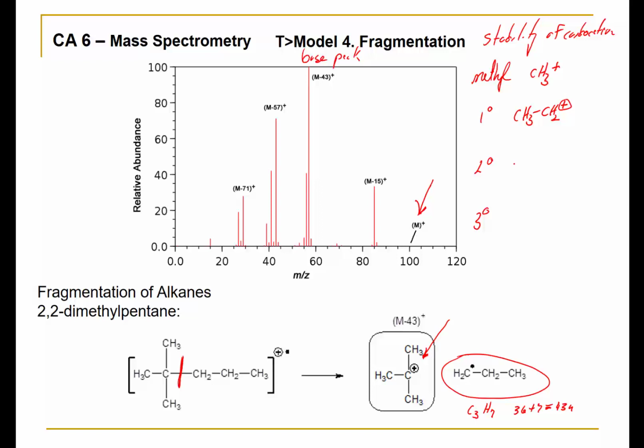A secondary carbocation would be a carbon, let's say, bonded to a CH3, and then bonded to another CH3. Of course, there'd be a hydrogen here, and the positive charge again is on the central carbon. And lastly, a tertiary carbocation looks like this, with the positive charge on that central carbon.